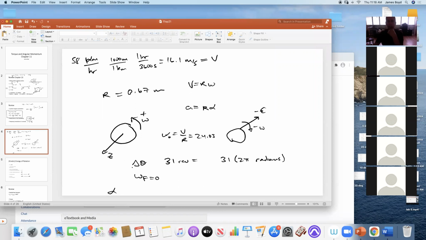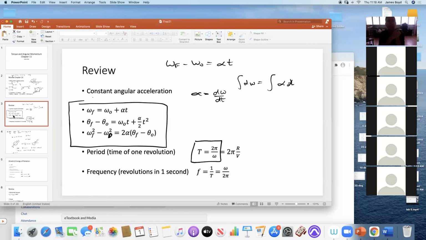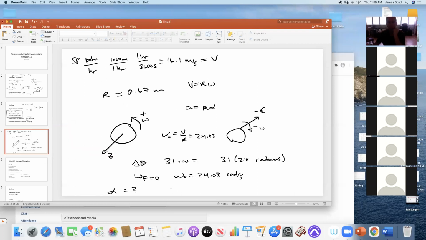So again, if we know delta theta, we know omega final and omega initial, and we want alpha, we can just look back at these and look at the ones that have the ones we need. We don't have time, so we'll use this bottom equation. That bottom equation says omega final squared minus omega initial squared is 2 alpha delta theta. And you can easily solve that for alpha. Notice it'll be negative, which is fine. It's coming to a stop. It's slowing down, it's rotating less.